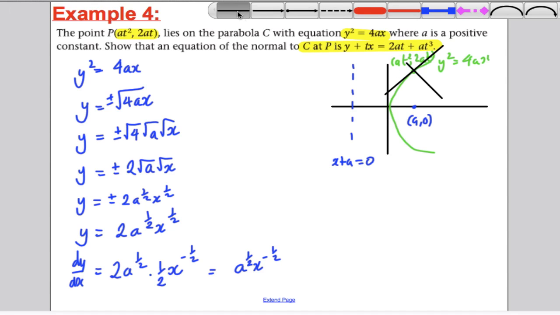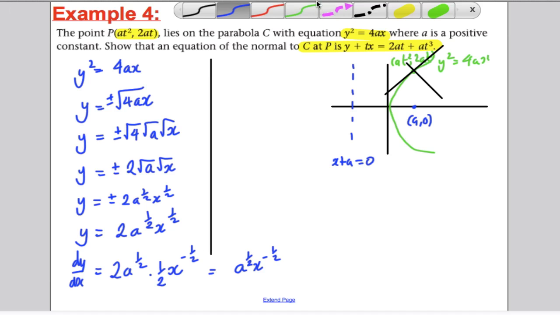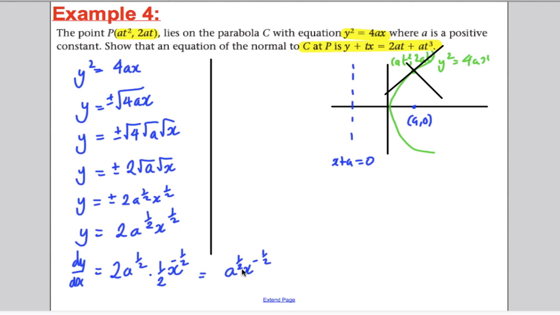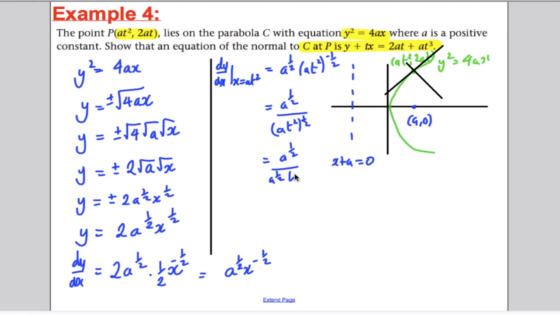Right, we want to work out dy by dx at the point x is equal to at squared. So I'm going to just draw another line here. So we want to work out dy by dx when x is at squared, right? So that would be a to the half, and that would be at squared to the negative half, which would be a to the half over at squared to the half, which would be a to the half over a to the half t, and then the a to the halves would cancel, so it'd be 1 over t. So that is the gradient of the tangent.